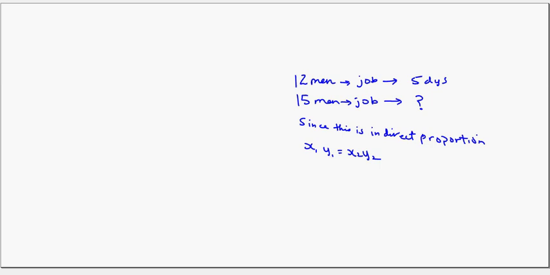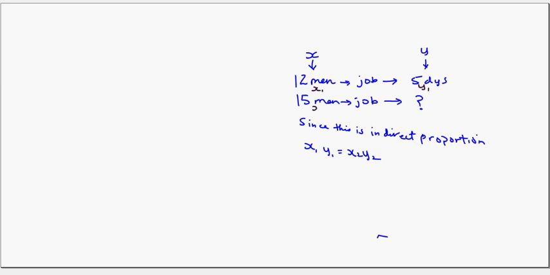And then you ask yourself, what is x1 and what is y1? Let's call this quantity x, and let's call this one y. Then obviously, the 12 men will be x1, right? The 5 days will be y1.